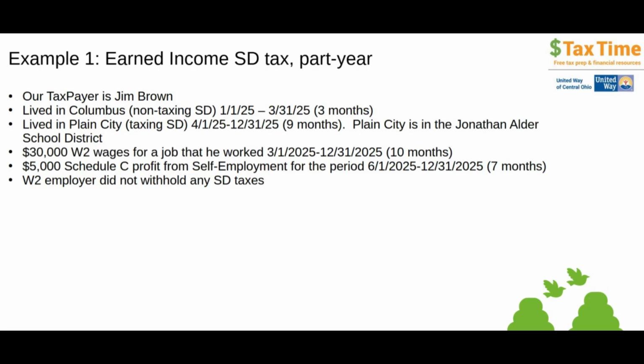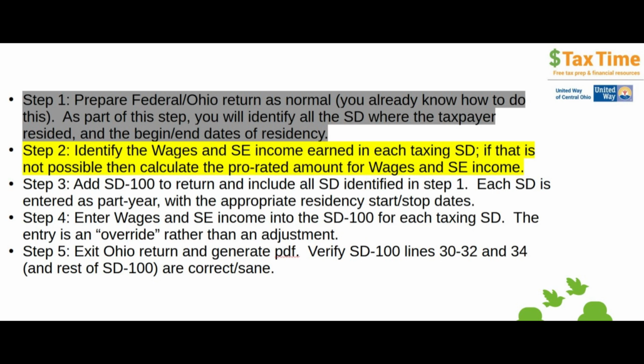And he got $5,000 in self-employment income, which he earned from working from June through the end of the year. His W-2 employer did not withhold any school district taxes, although that's not real significant here. Let's go ahead and see how this plays out. We have already completed step 1 by preparing the federal and Ohio return as normal, so we're not going to go through preparing that return. Now we will go ahead and work on step 2, where we identify the wages and self-employment income earned while a resident of the taxing school district.